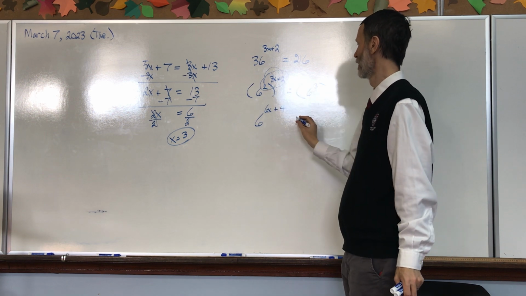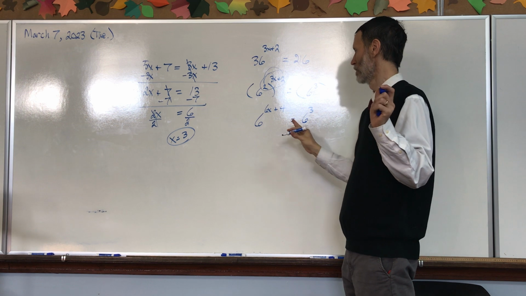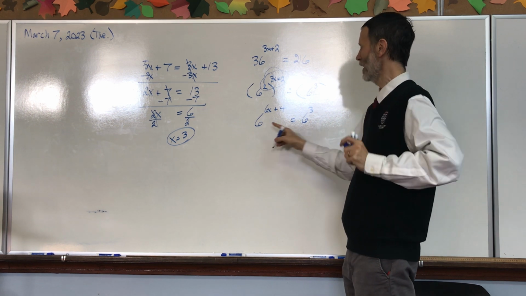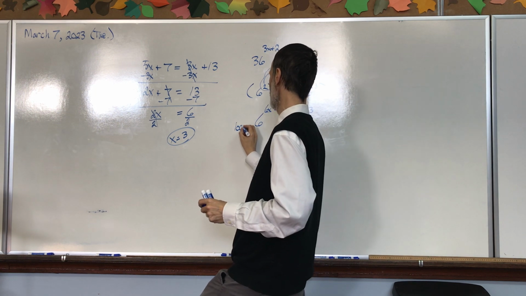And then you log everything. And then equals, hold on a second. Slow down. 6 to the 3. Does everybody see now? How do you get rid of a base 6? You log. Log base what? 6. Log base 6, bravo.